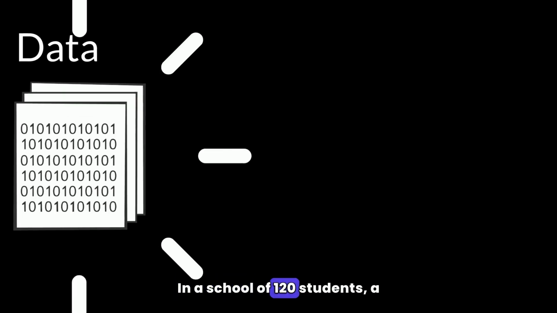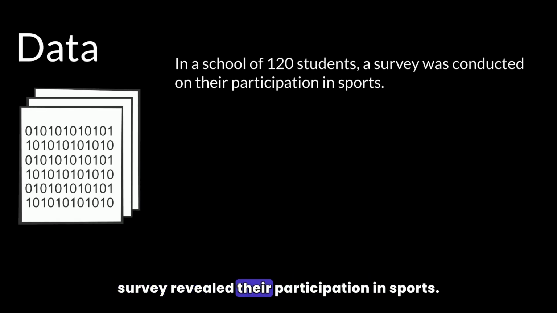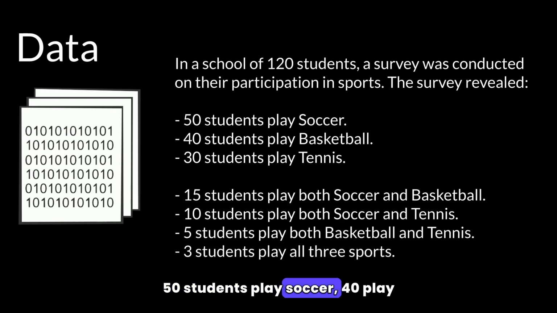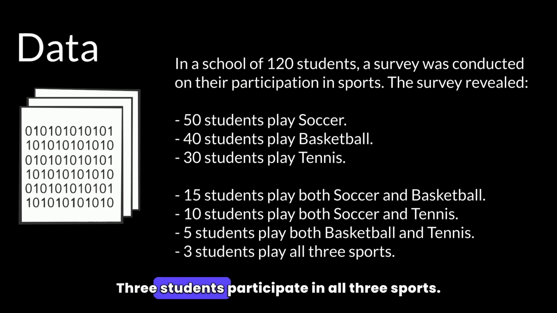In a school of 120 students, a survey revealed their participation in sports. 50 students play soccer, 40 play basketball, and 30 play tennis. Additionally, 15 students play both soccer and basketball, 10 play both soccer and tennis, and 5 play both basketball and tennis. 3 students participate in all 3 sports.